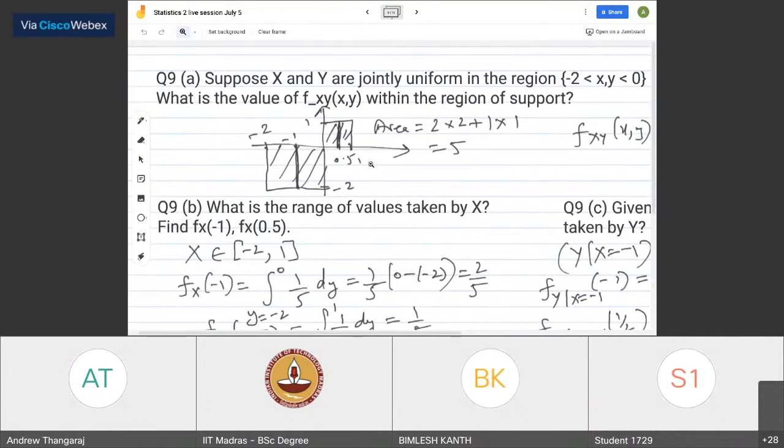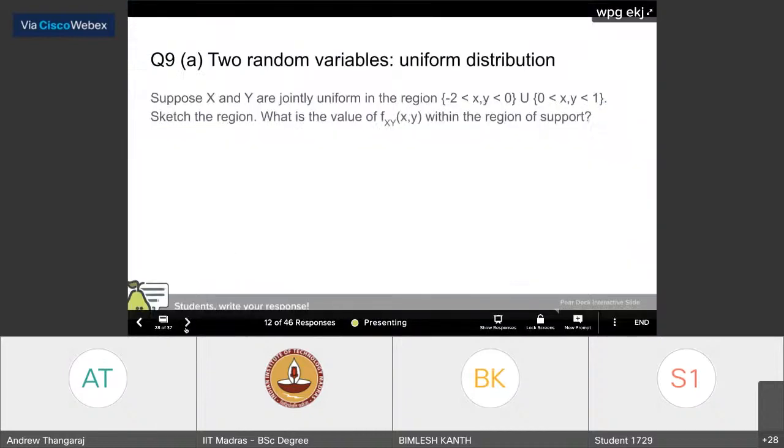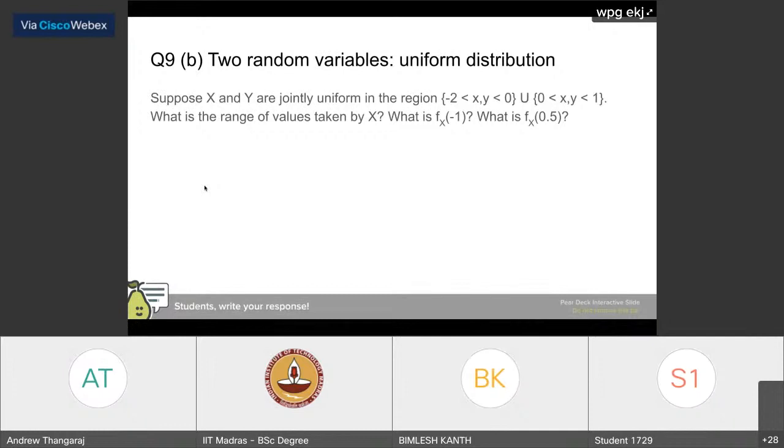Okay. The next question asks for the marginal of x. Let me see if you can work that out. What is the range of values taken by x alone? What is the marginal PDF of x evaluated at -1? What is the marginal PDF evaluated at 0.5? Remember, the height is 1 by 5 in that area, only in that area. Outside of that, it's 0, right? That's the joint PDF.